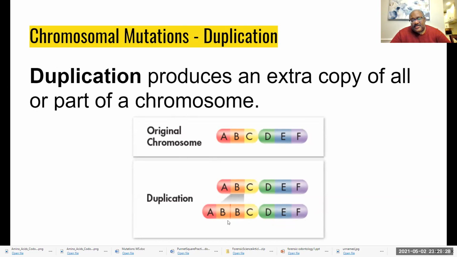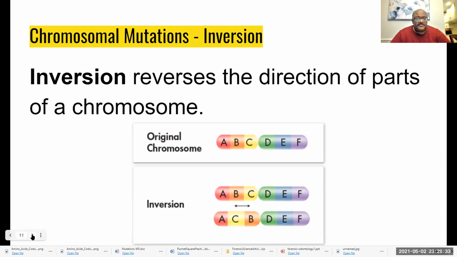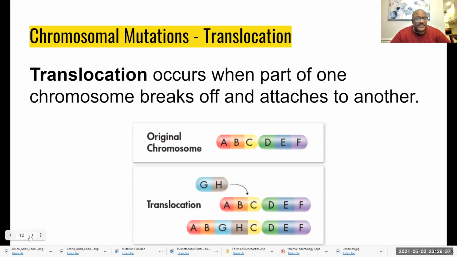Duplication is when basically a letter, the same letter, is added in there. Inversion is when they're switched around. Translocation is when a couple of letters are moved. We mentioned that before.